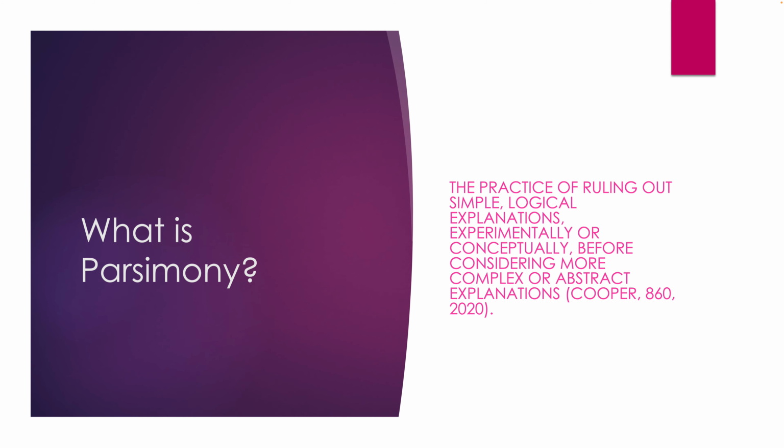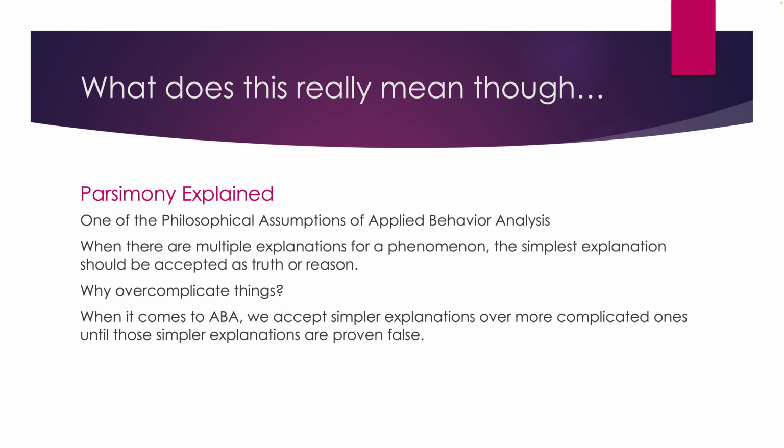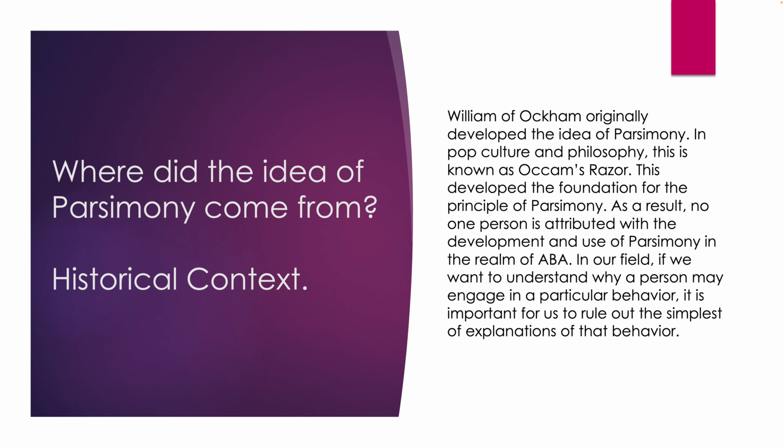Parsimony is the practical ruling out of simple logical explanations experimentally or conceptually before considering more complex or abstract explanations. It's one of the philosophical assumptions of applied behavior analysis. When there are multiple explanations for a phenomenon, the simplest explanation should be accepted as truth or reason. I always say, why overcomplicate things? When it comes to ABA, we accept simpler explanations until they're proven false.